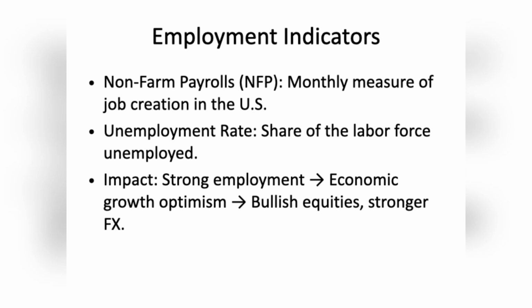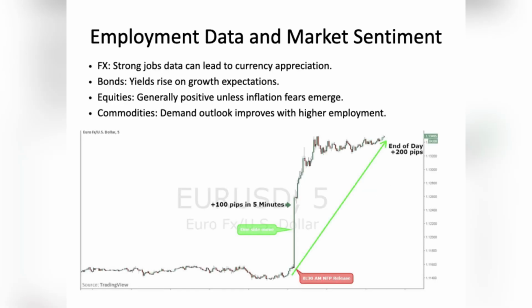Breaking it down by market, strong jobs data, like a high NFP number, frequently leads to currency appreciation. For bonds, yields tend to rise on growth expectations, which means bond prices fall. For equities, the reaction is generally positive, unless the data is so strong that it stokes those inflation fears we just talked about. For commodities, the demand outlook improves with higher employment, as more people have jobs and income to spend, which can be positive. As you can see from the chart on this slide, a major employment release can cause massive moves, like this 100-pip swing in a major currency pair in just 5 minutes.